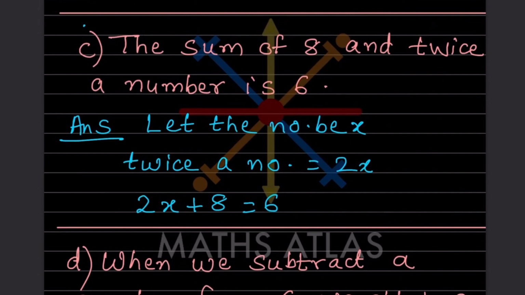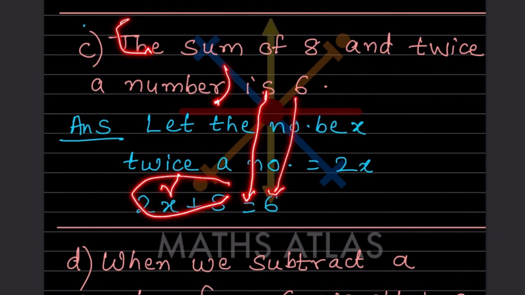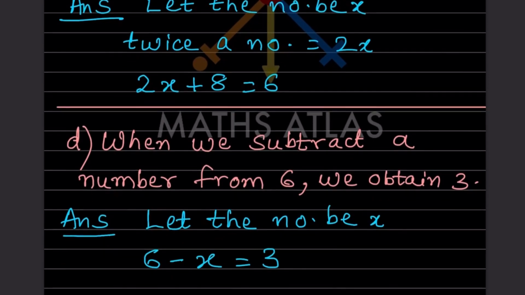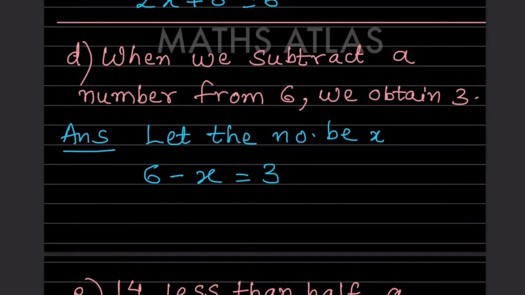Now look at the next question. It says that the sum of 8 and twice a number is 6. So now we don't know the number, right? So let the number be x. Then twice a number means you are going to multiply, that is 2 into x. Now let us read the sentence. Sum of 8 and twice a number: 2x plus 8. "Is" means is equal to, and this is 6. Hope that is clear.